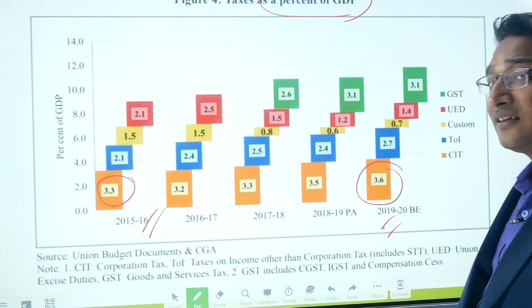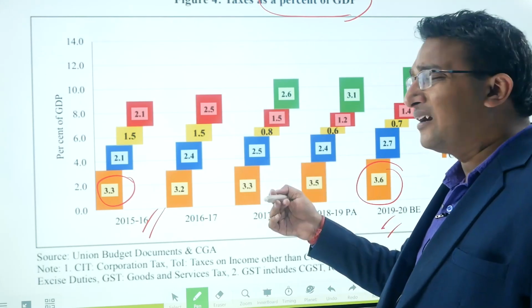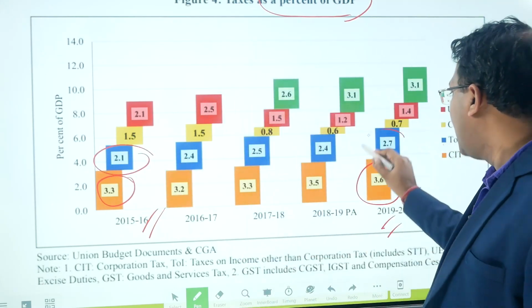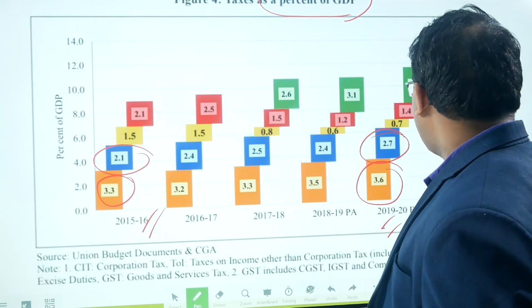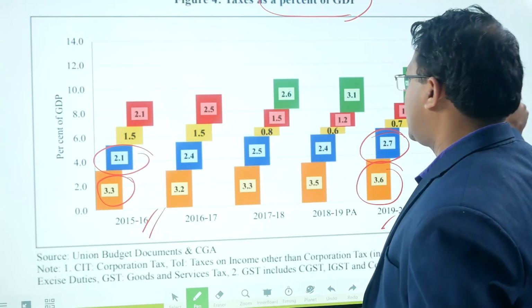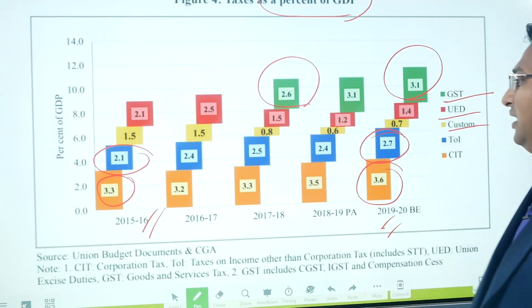TOI means taxes other than the corporation income tax. So this represents the personal income tax. This was 2.1% in 15-16, now it comes to 2.7%. There is a huge jump. Then we have customs, we have union excise duty and we have GST. So for GST, we can see there is an increase, right?